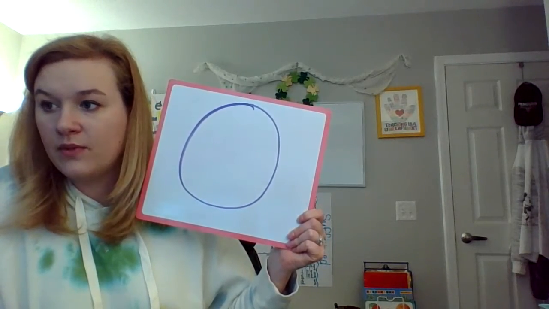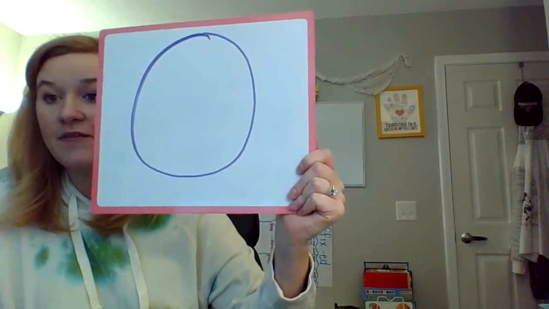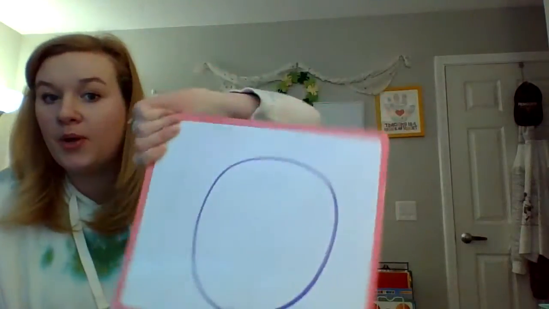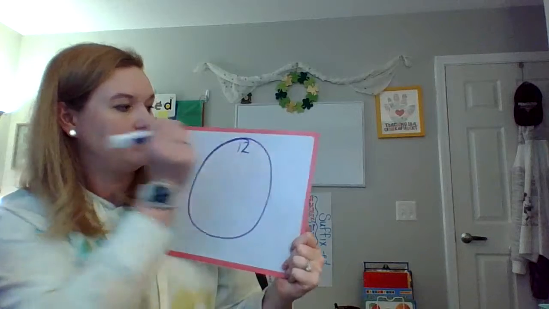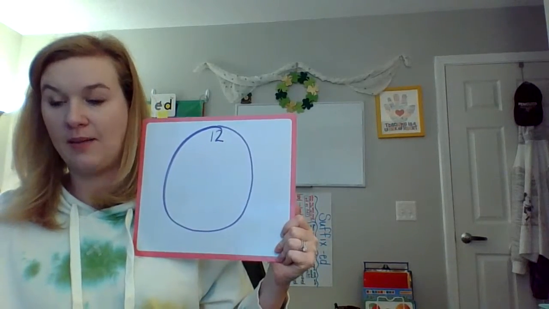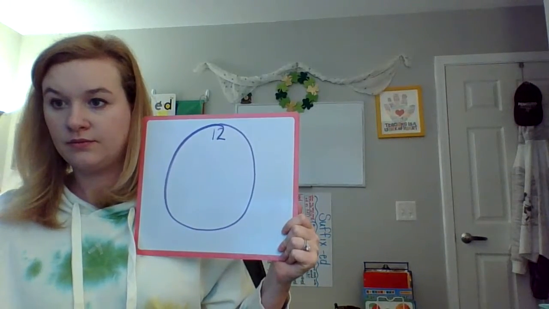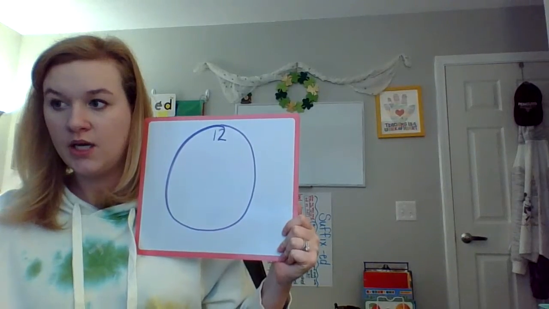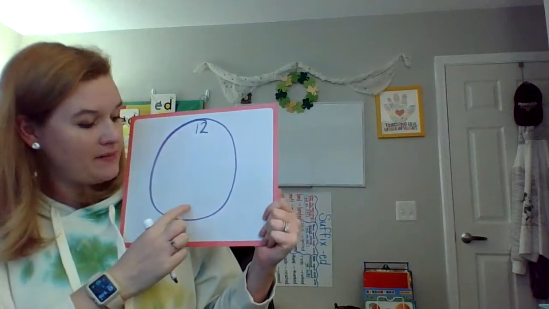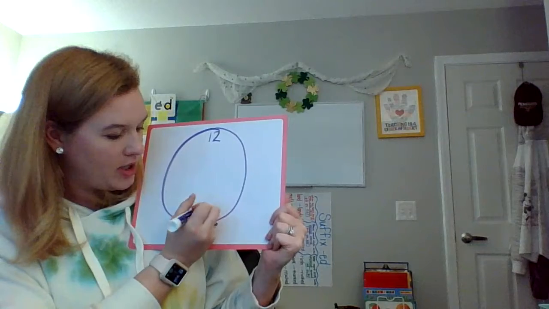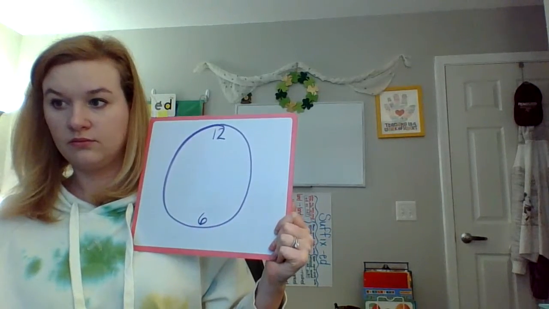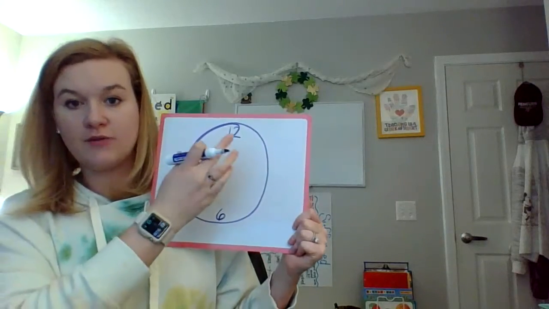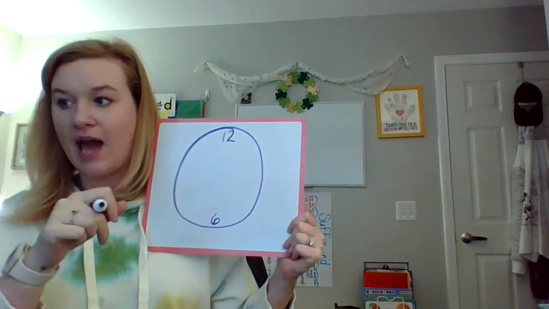Okay. Now, whichever side of your circle is the top, you're going to put a number 12 at the top. Number 12 at the top. And wherever your bottom is, right beneath it, you're going to put a number 6. Okay, so you have 12 at the top and a number 6 at the bottom.